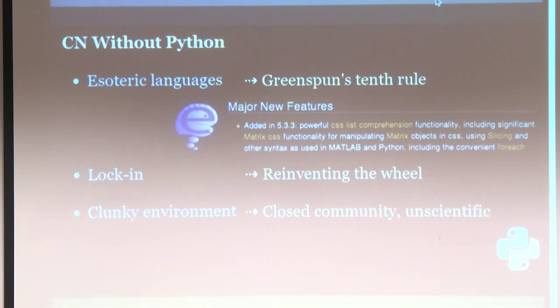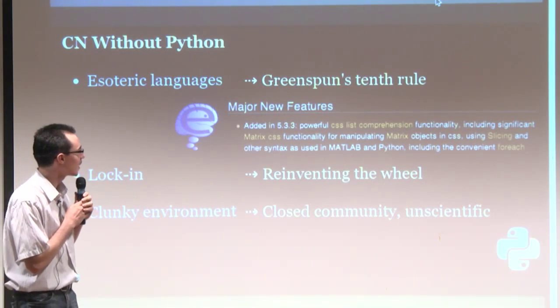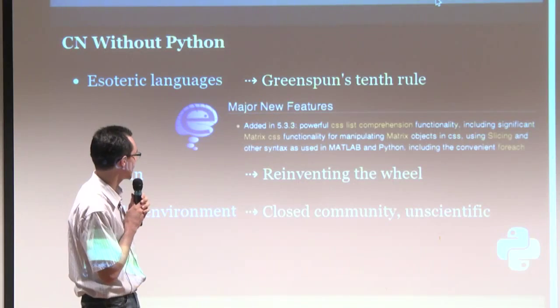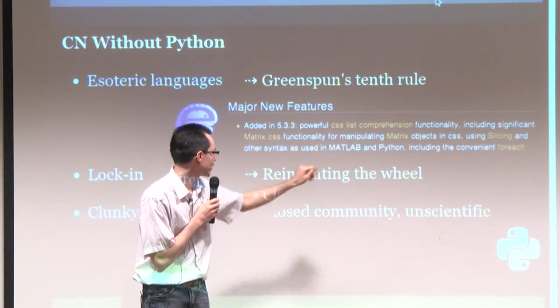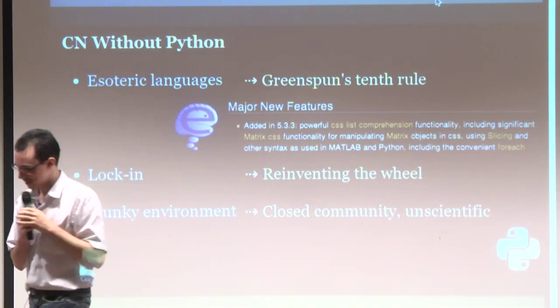So yeah, about Greenspan's 10th rule. You may think that I was being figurative, but actually you can read this snippet of text. It's from the latest release of Emergent. So they are implementing list comprehension, the for each loop, slicing, and they're advertising that it's like Python. It's not bad.